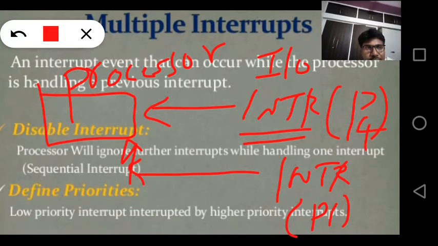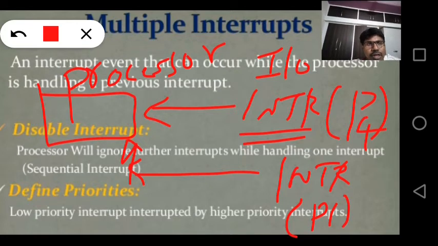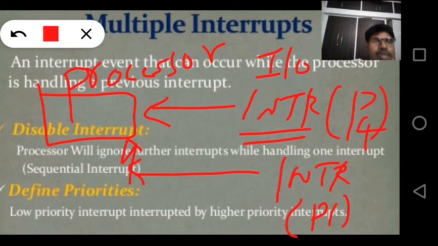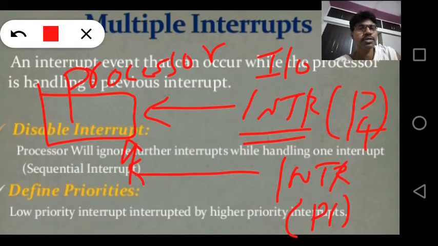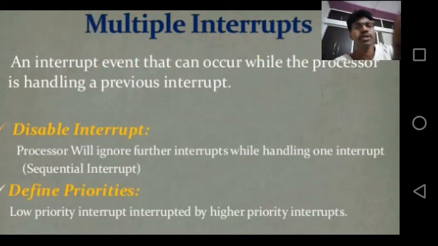For that reason, we are assigning some priorities to the interrupts. So whenever a highest priority interrupt comes, it has to be processed first, even if the processor is in the middle of processing or executing the interrupt service routine related to lower priority interrupts. So this concept is called handling multiple interrupts. You should understand this thoroughly.